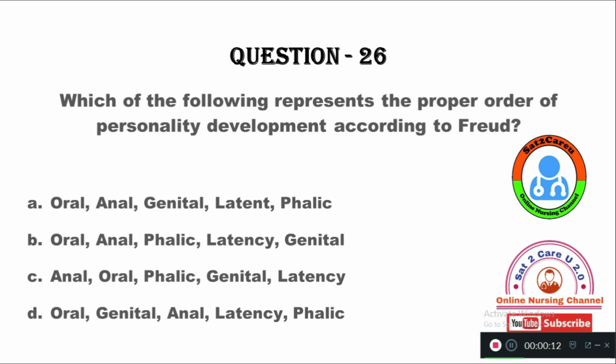Now, let's see the 26th question. Which of the following represents the proper order of personality development according to Freud? Option A, oral, anal, genital, latent, and phallic. Option B, oral, anal, phallic, latency, genital. Option C, anal, oral, phallic, genital, latency. Option D, oral, genital, anal, latency, phallic.